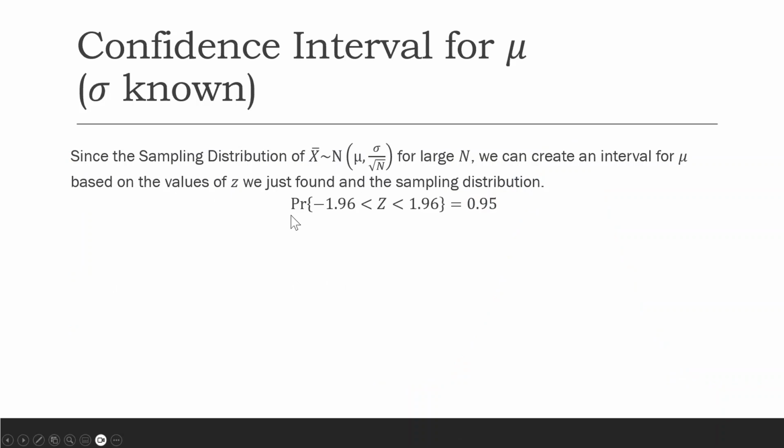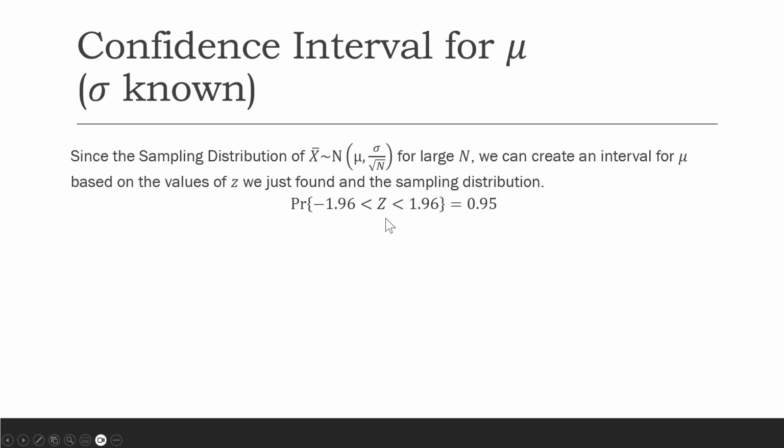So this is a probability statement. This reads: the probability that z is between negative 1.96 and a positive 1.96 equals 0.95, right? That middle probability, that area under the curve. Now I'm going to use this probability statement to help me construct this confidence interval, right?